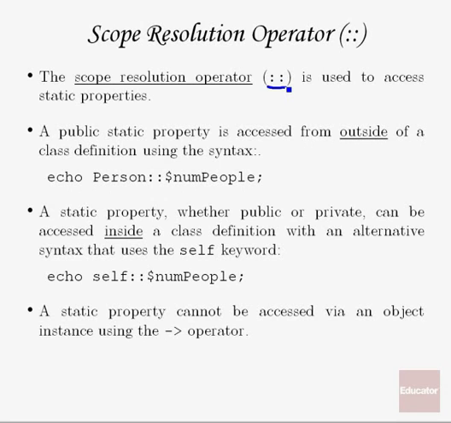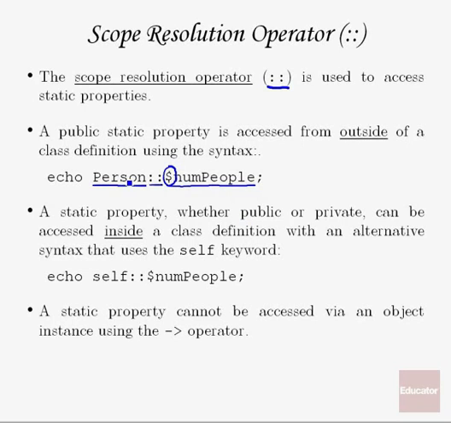So for example, if we had a person class where we defined a static property called numPeople, just as in the last slide, public static $numPeople equals 0. Well, in order to access the value of that static variable outside of the class, you write the name of the class, followed by the scope resolution operator, followed by the name of the variable, including the $ sign. And so outside of a class, this would be how you reference numPeople.